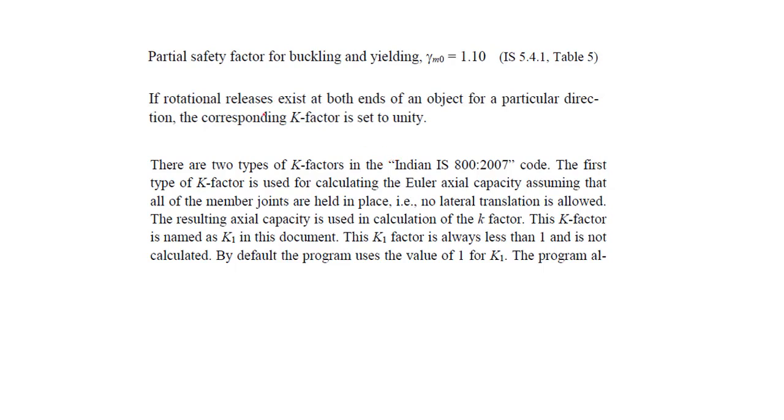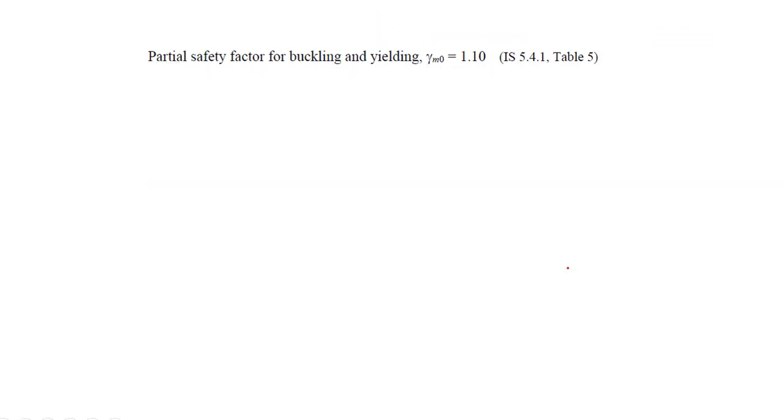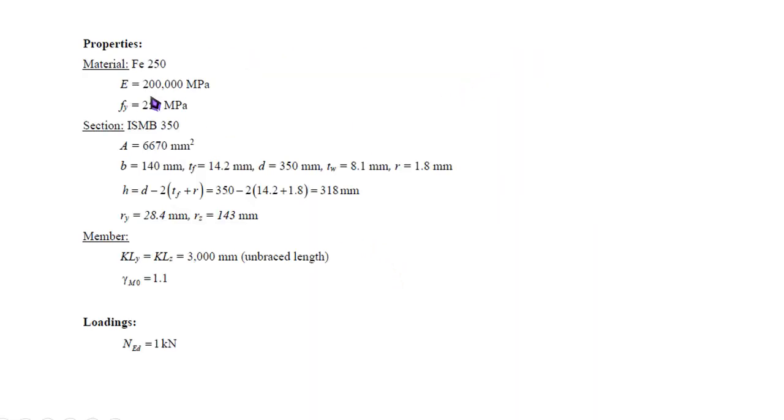The first thing is the partial factor of safety for buckling and yielding. The factor of safety gamma M0 is 1.1. For RCC, these numbers are 1.5 and 1.15. For steel, the factor of safety is 1.1. Okay, we have the partial factor of safety 1.1. Now let's get into the calculation part.